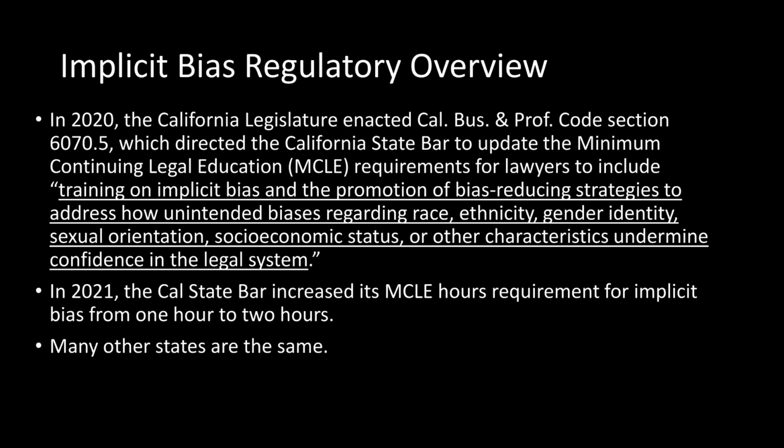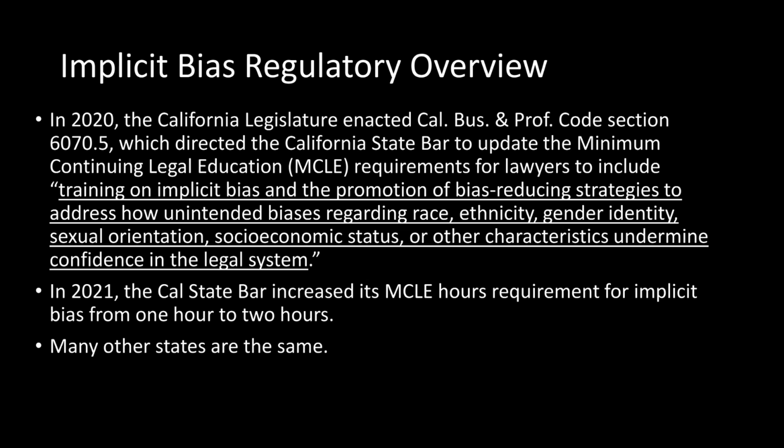Let's start with the regulatory overview of where this program even comes from. In 2020, the California legislature enacted a new business and profession code section that required the California State Bar to update our continuing education requirements so that we could receive training specifically on implicit bias, as well as looking at strategies to reduce bias and how the unintended bias may affect different areas, such as race, ethnicity, gender identity, sexual orientation, or any other characteristics that could undermine confidence in the legal system.